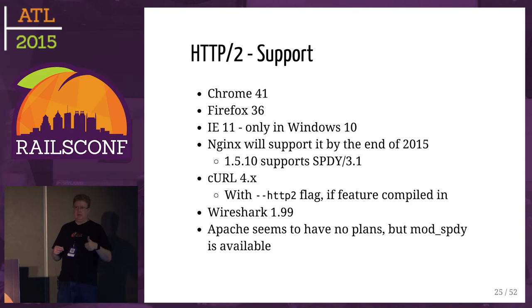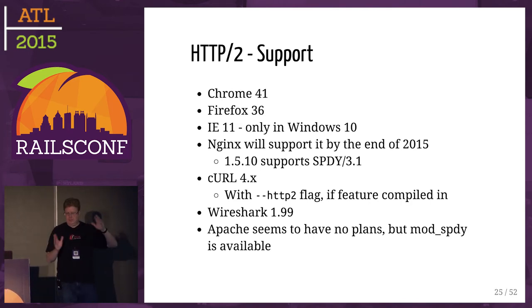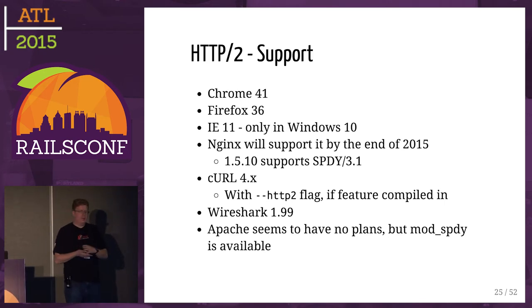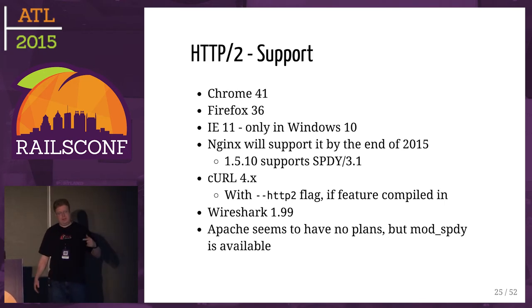I could not get curl to work with Nginx using Speedy or HTTP2. So for curl, right now you have to specify the HTTP2 flag, and for this, I had to manually compile that feature in. Wireshark 2 will have it. They're currently in the beta series 1.99. Apache doesn't seem to have plans, which seems a little weird, but it does have Mod Speedy available.